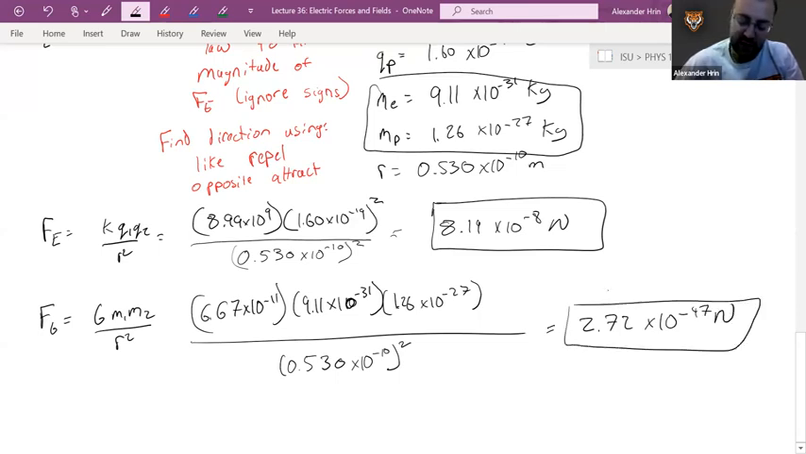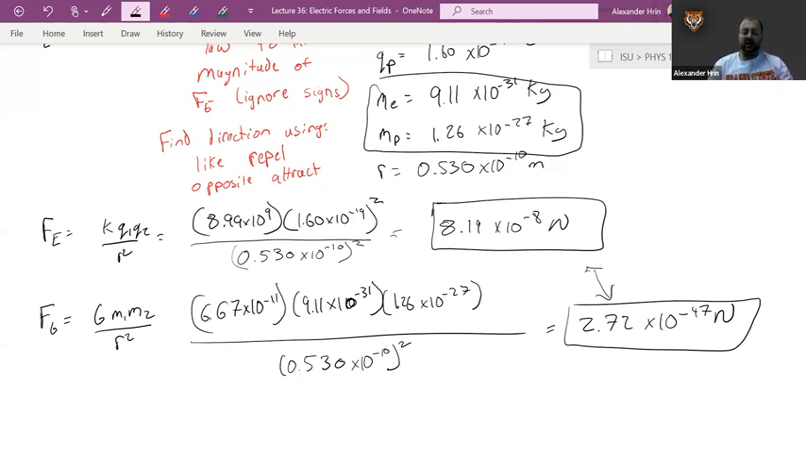So when we compare these two magnitudes, the electric force is a little less than 40 orders of magnitude higher than the gravitational force. And this is why we say gravity is a weak force compared to electricity.